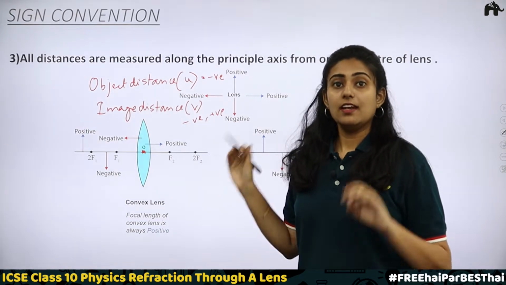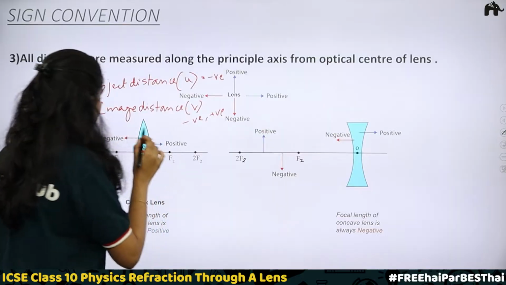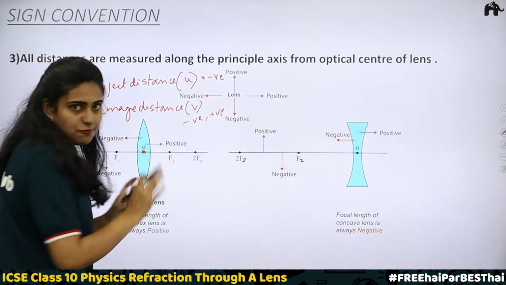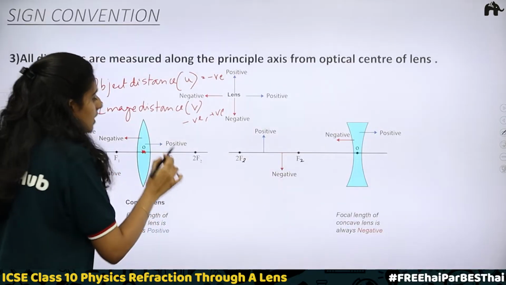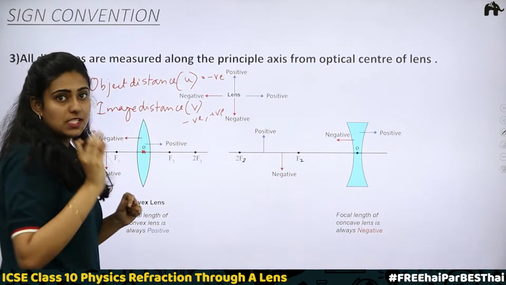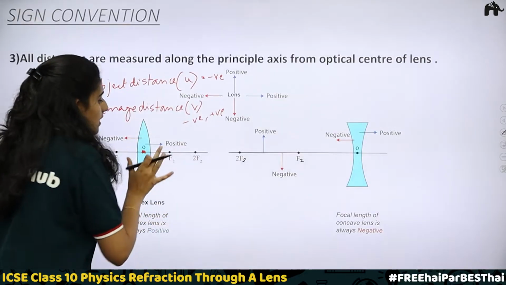Okay, now what is focal length? Focal length, as we said, is the distance of the focus. Which focus? Second focus or the principal focus. Principal focus is the second focus. So, the distance of the principal focus or second focus from the optical center is called the focal length.